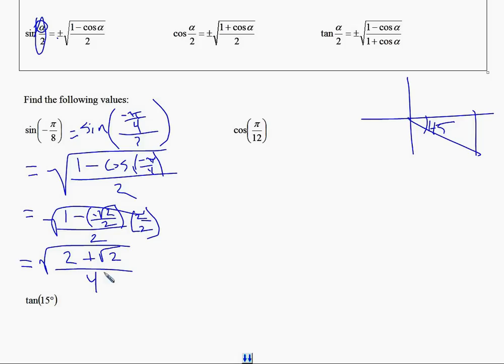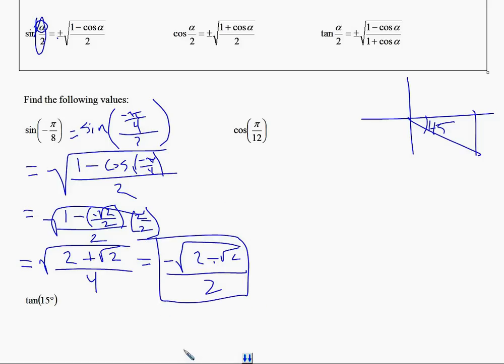Now this whole thing is being square rooted, so I can simplify this down if I take the square root of the 4. This is going to be a negative on the outside because I'm in quadrant 4 and we're talking sine. Then I'm left with 2 plus radical 2 on top, and that's all over 2 because I square rooted the 4 to make it a little simpler. And that's my sine value for the half angle here of negative pi over 4.